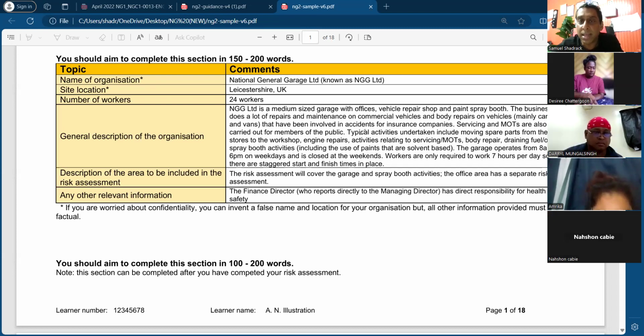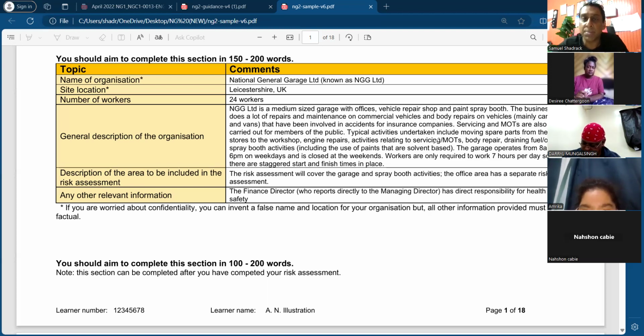So we're onto this line. Now, this line here, what you have to do is flesh out the activities taking place and separate them by a comma. That's why when I read it, I actually said the word comma, right? So I'll read this one. Typical activities undertaken include moving spare parts from the stores to the workshop, comma, engine repairs, comma, activities relating to maintenance, comma, body repair, comma, draining fuel oil, comma, spray booth activities, including the use of paints that are solvent-based, full stop. And that's the last one.